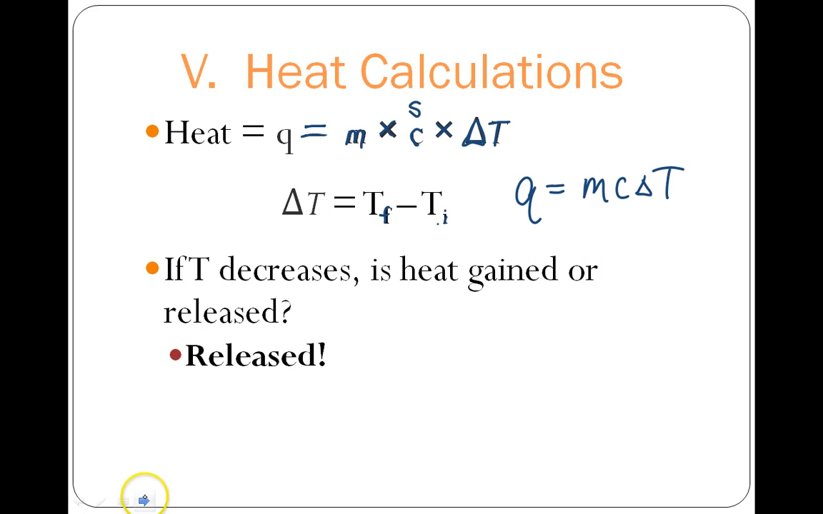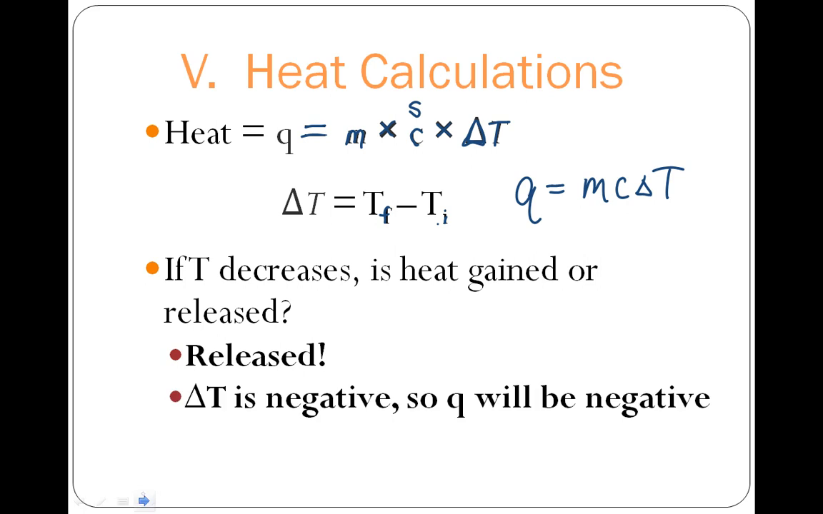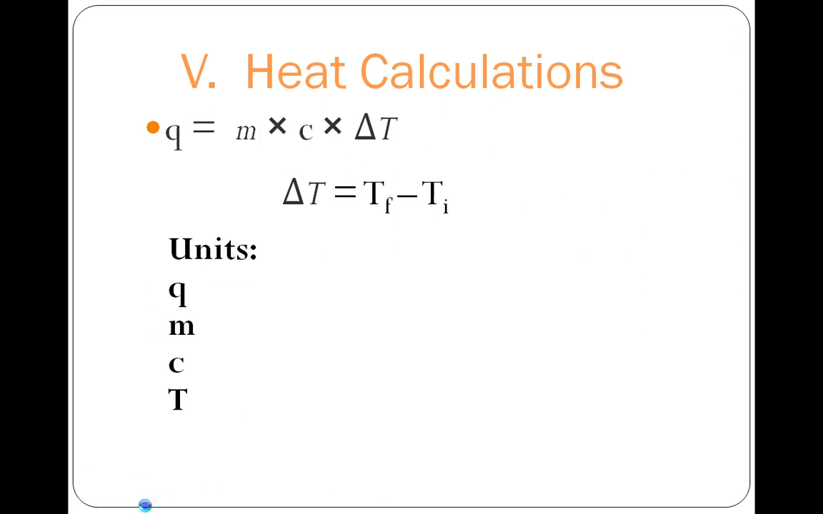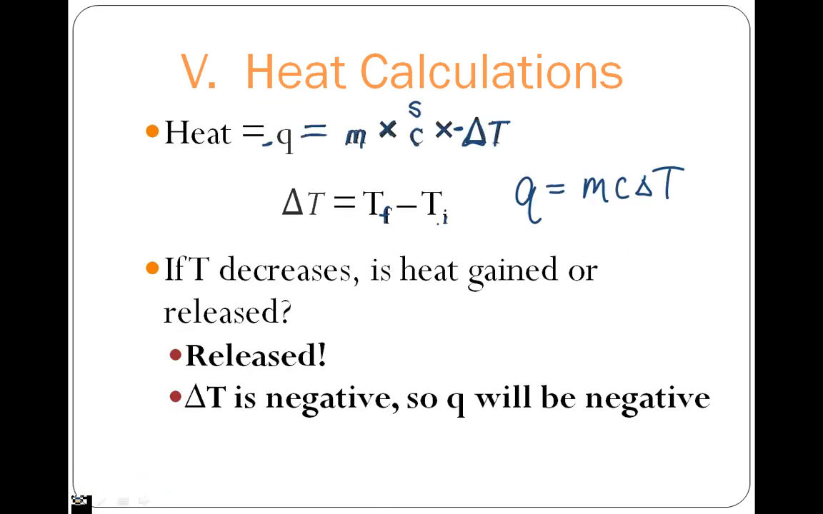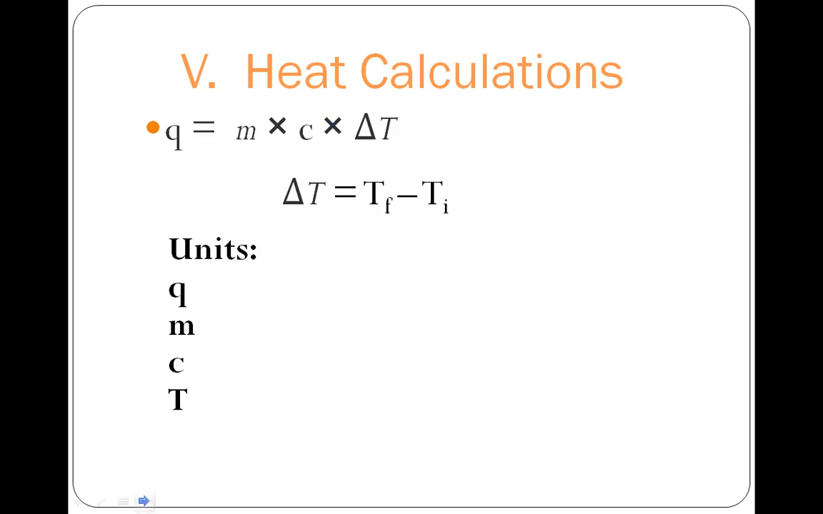So what's going to be the value of our delta T? Well, if it's losing temperature, if its temperature is going down, it's going to have a negative delta T. So if this value is negative, then your Q value is going to turn out to be negative as well, right? So remember that, anytime that you release heat, which is exothermic, you're going to have a negative Q value. So just keep that in the back of your head. Always check your answer at the end to make sure that is consistent.